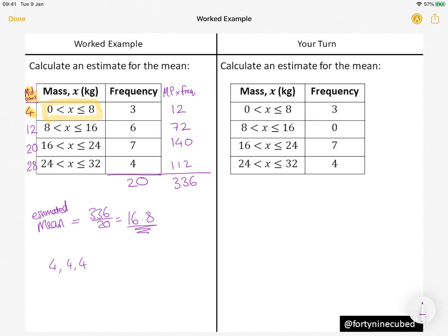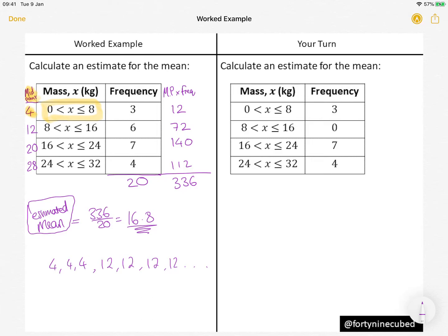From there, I then put all the midpoints. So then what I'm saying is that my next 6 points are all 12, and so on and so on. Next, I'll talk about why it is only an estimated mean. It's only an estimate because we've said what the midpoints are. Because we don't know the actual values, we've just estimated. We'll just say they're 4 because that's in the middle of that group. That's why it's only an estimated mean, it's not an exact mean. It's the best guess that we can do.